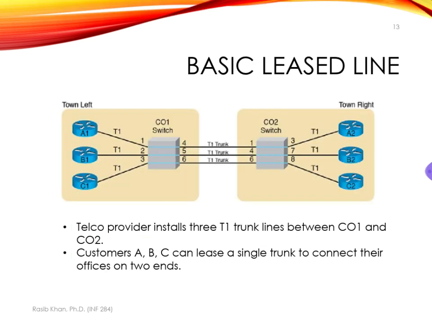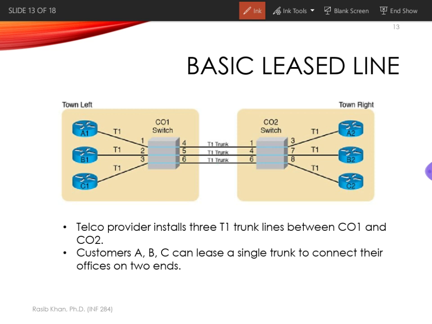So in a basic leased line, we have multiple trunks which connect the WAN provider's switches, which are running from the central offices across the WAN provider's network. So a customer, let's say C, has two offices, C1 and C2, in two different cities, and they can rent a single trunk from the WAN service provider and have the line leased as long as they keep on paying for it.